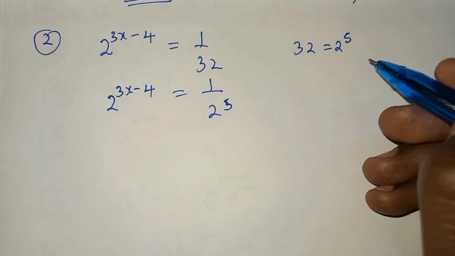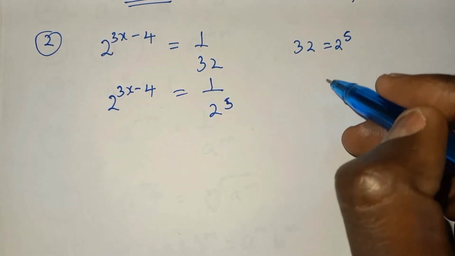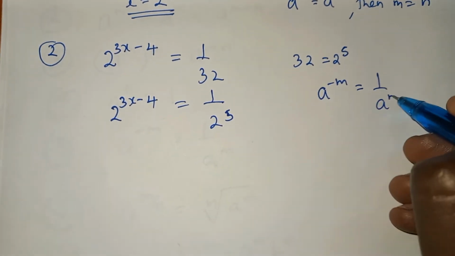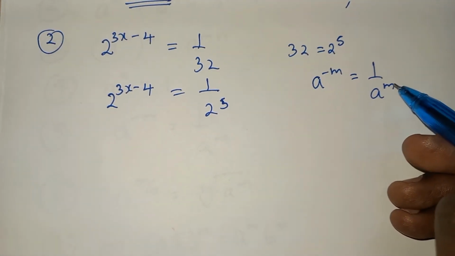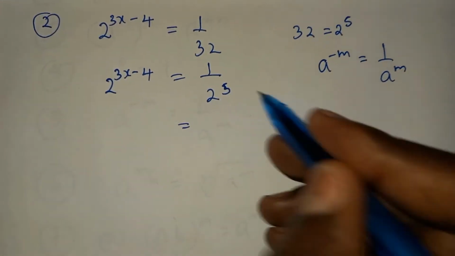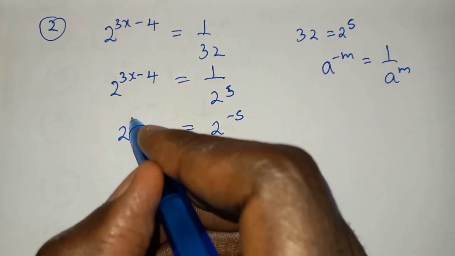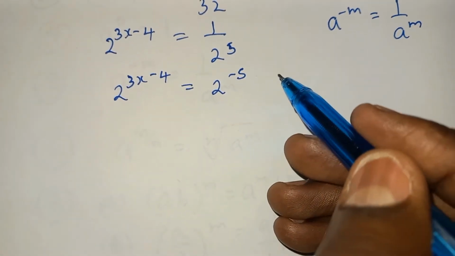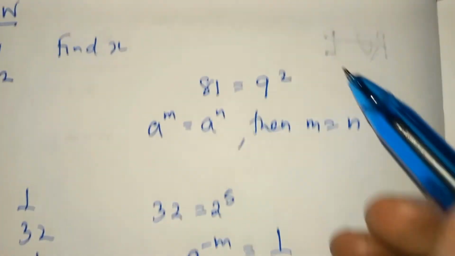Again, from the laws of indices, we know that a raised to power minus m is equals to 1 over a raised to power m. So if you make use of this rule here, then you could write the right hand side as 2 raised to power minus 5. So that we have 2 raised to power 3x minus 4 is equals to 2 raised to power minus 5.